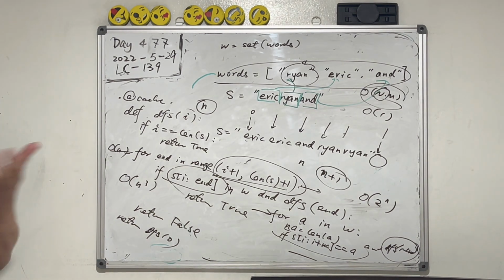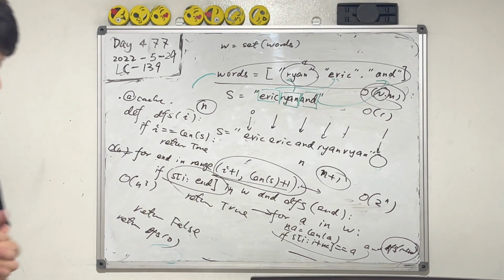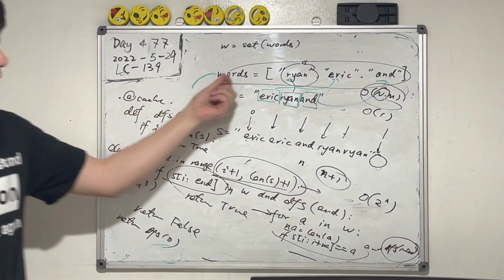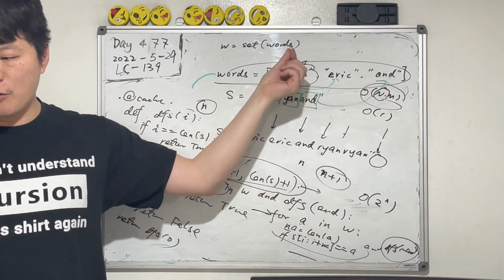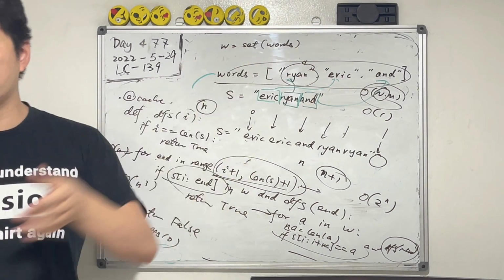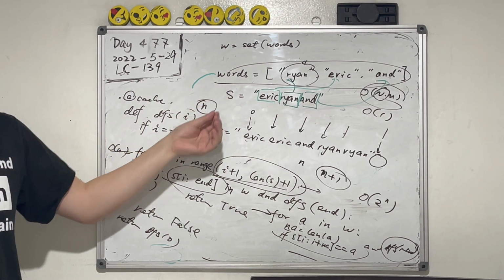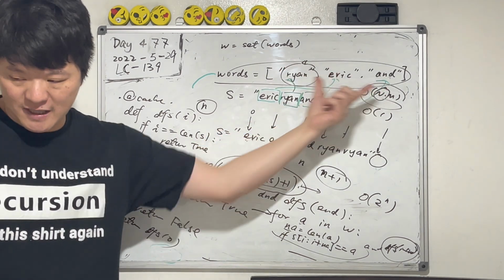So we are given a list of words. These words are unique. We can use the words as many times as we want, including 0 times. And the question is that given another string, we want to find out if we can break the string into words given by the list.